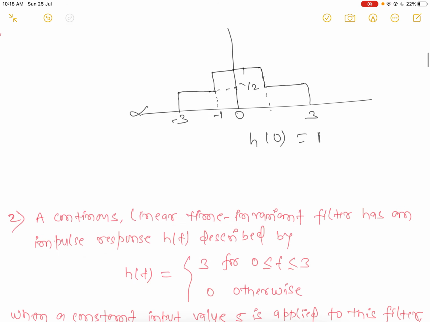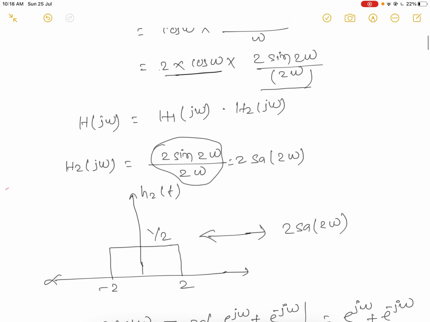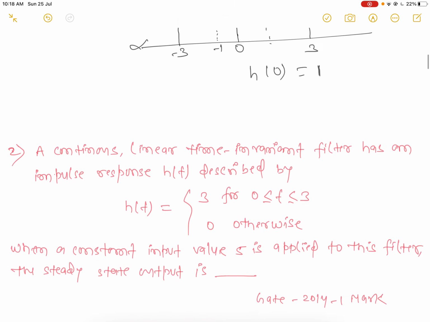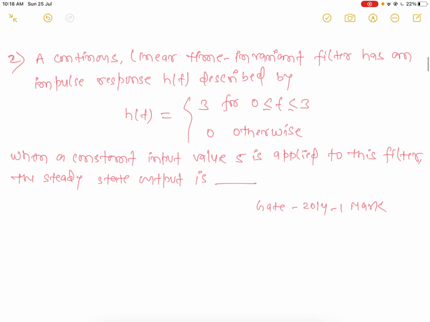Now next question. This question was asked in GATE 2012 for 2 marks. Very simple. Next question: a continuous linear time invariant filter has impulse response h(t) described as h(t) = 3 for 0 to 3, otherwise 0. When a constant input value 5 is applied to this filter, the steady state output is. This one was asked in GATE 2012 for 1 mark. Check it.